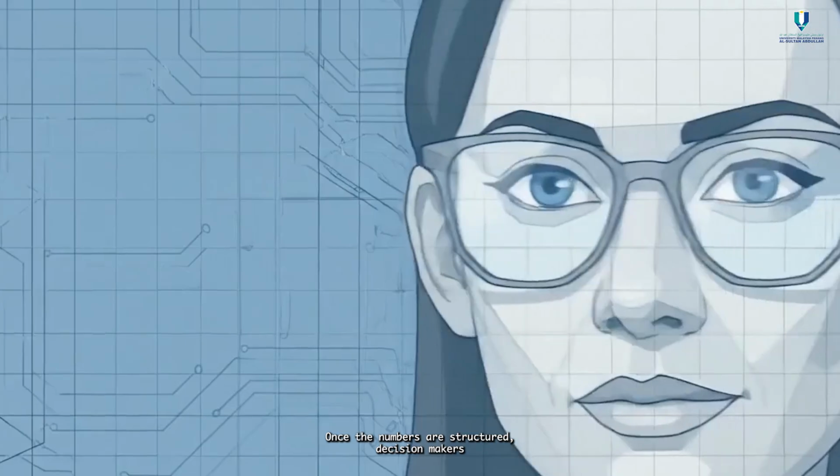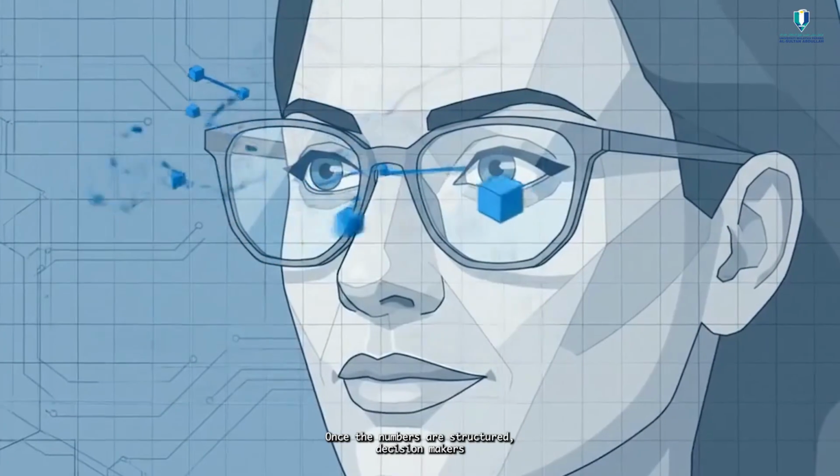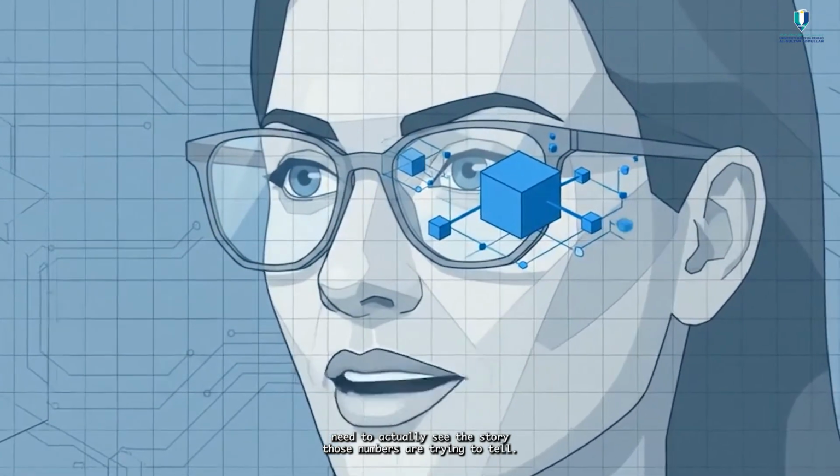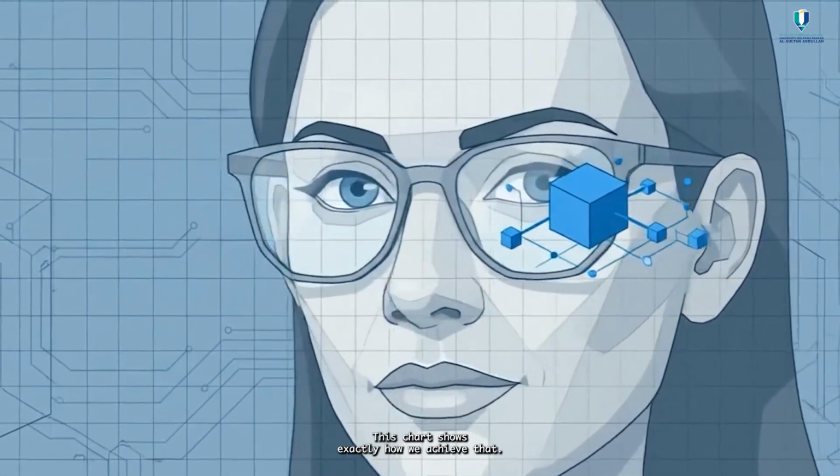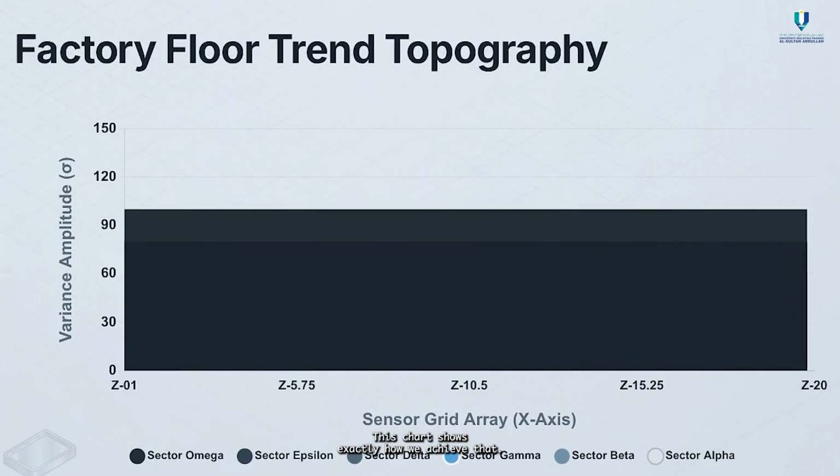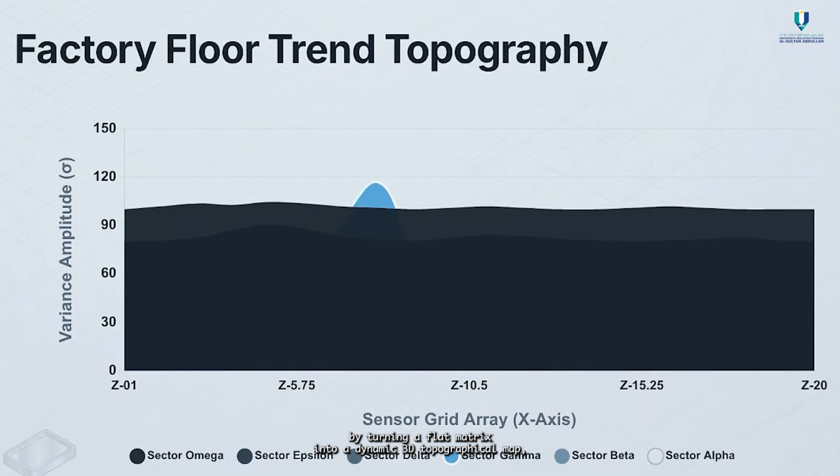application. Once the numbers are structured, decision-makers need to actually see the story those numbers are trying to tell. This chart shows exactly how we achieve that. We summarize thousands of complex data points by turning a flat matrix into a dynamic 3D topographical map, exposing immediate physical trends on the factory floor.